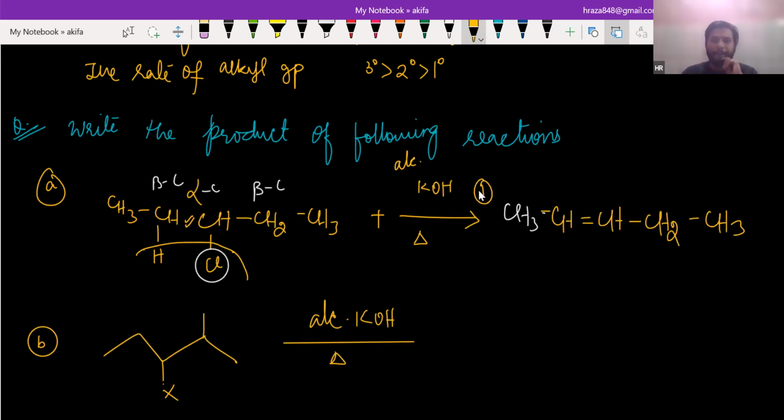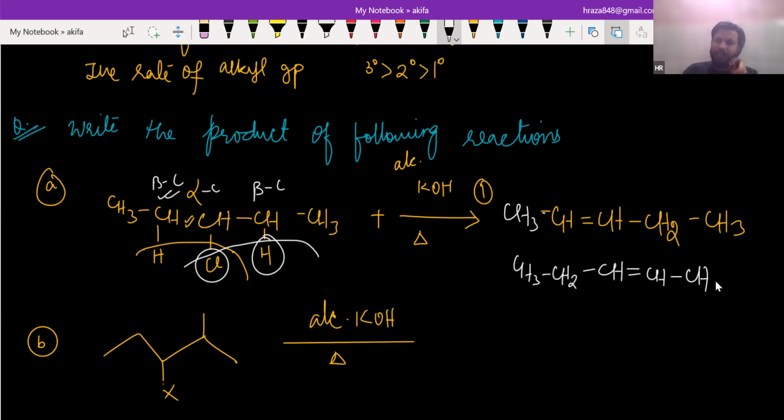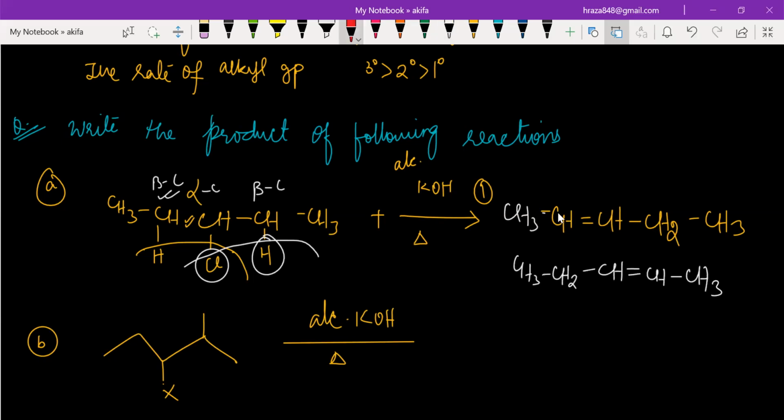Is this correct? Yes. Now I can also remove the hydrogen from here too, right? So if I remove this, the double bond will be CH3 and this will be CH2 because I'm not removing it, and it will be CH and then double bond and then CH and then CH3. Are you getting my point? Yes. Now name it.